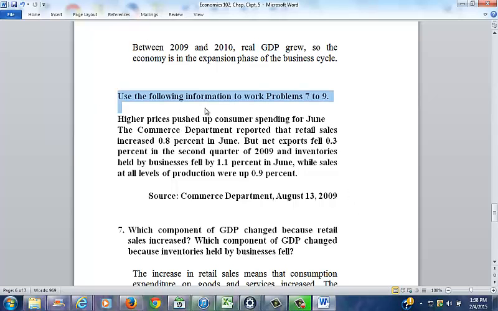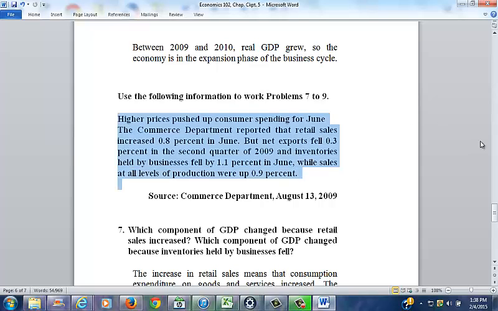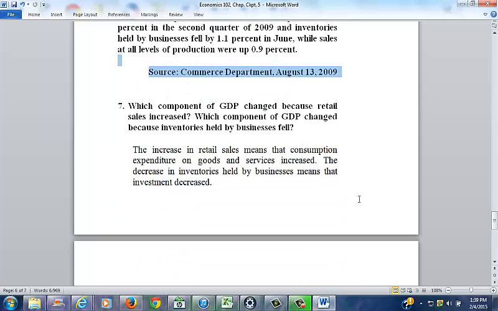Use the following information to work problems 7 to 9. Higher prices pushed up consumer spending for June. The Commerce Department reported that retail sales increased 0.8% in June, but net exports fell 0.3% in the second quarter of 2009, and inventories held by businesses fell by 1.1% in June, while sales at all levels of production were up by 0.9%. The source is the Commerce Department, August 13, 2009.